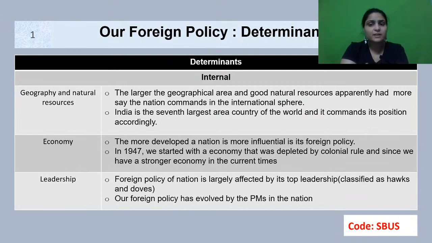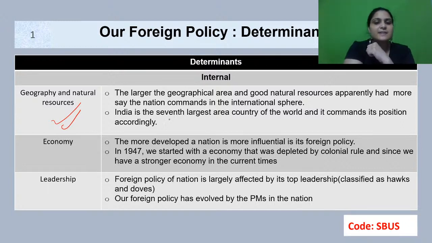They are common to each and every nation. Here, I have put them with respect to India so that whenever you write your answers, you can supplement them with this information. All right. The larger geography and natural resources. The larger the geographical area and the natural resources a nation commands, the more influence it can command in the international sphere.